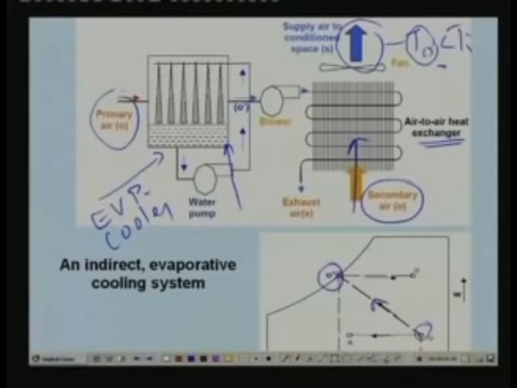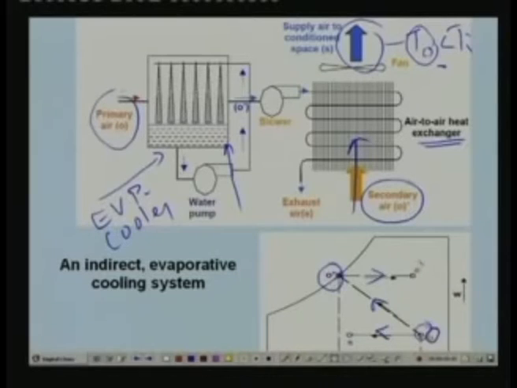So at this point, this air enters into the air to air heat exchanger. In the air to air heat exchanger, this exchanges heat with the secondary air, which is again at this temperature. So there is heat exchange between the hot air, which is at this temperature, and the cold air, which is at this temperature. Since there is no direct contact, the secondary air undergoes only sensible cooling, so its temperature reduces in this direction, and the primary air temperature increases in this direction.